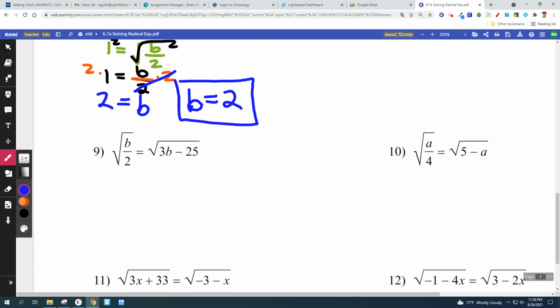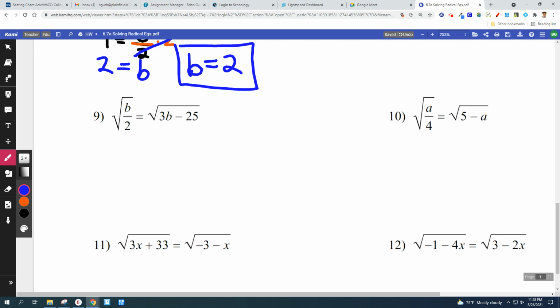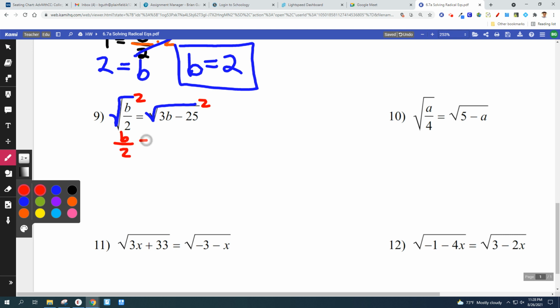Number 9. Number 9 is kind of weird because you have a square root on both sides. You can't really isolate a square root because there's 2 of them. There's 1 on each side. But if you notice that this square root is by itself on the left and there's a different square root that's by itself on the right, you can just square both sides right now. Squaring both sides is going to cancel out both of those square roots. Square root squared cancels out, you get b over 2. Square root squared cancels out, you get 3b minus 25.